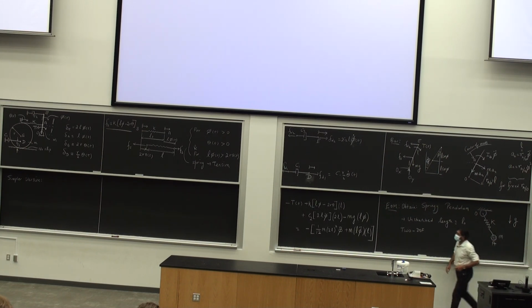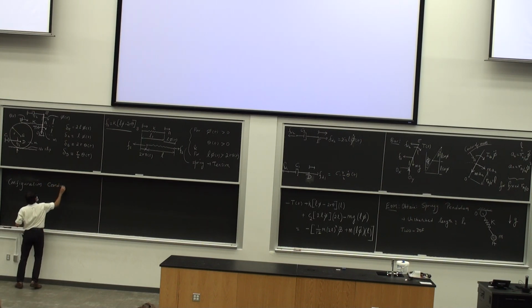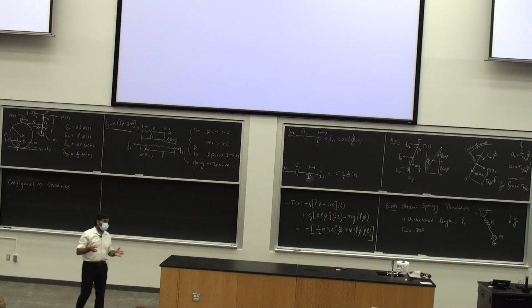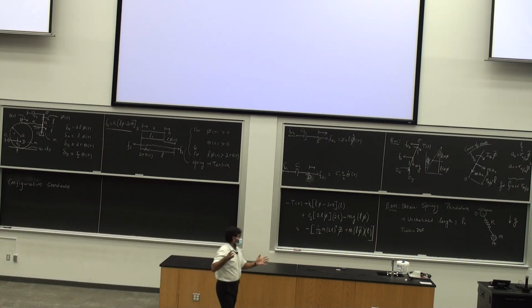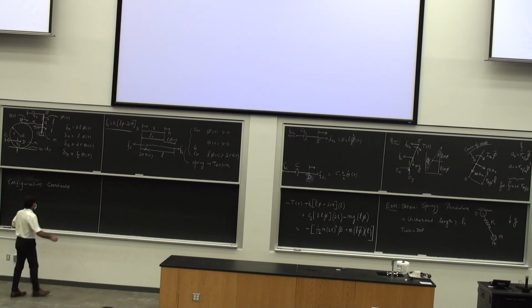Okay, so let me maybe write this up. That's a good point. So they are typically called configuration coordinates. That is the number of variables that you need to describe the motion of point A in the absence of constraints, without considering anything about constraints. This is a particle in 3-dimensional space. I'm going to have 3 variables.